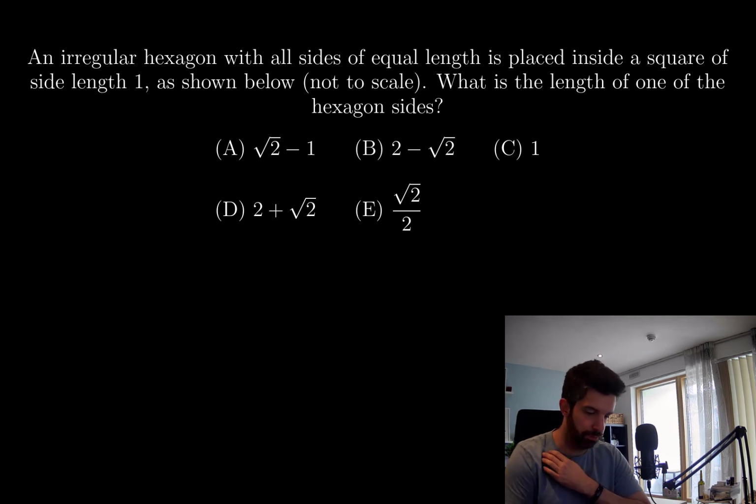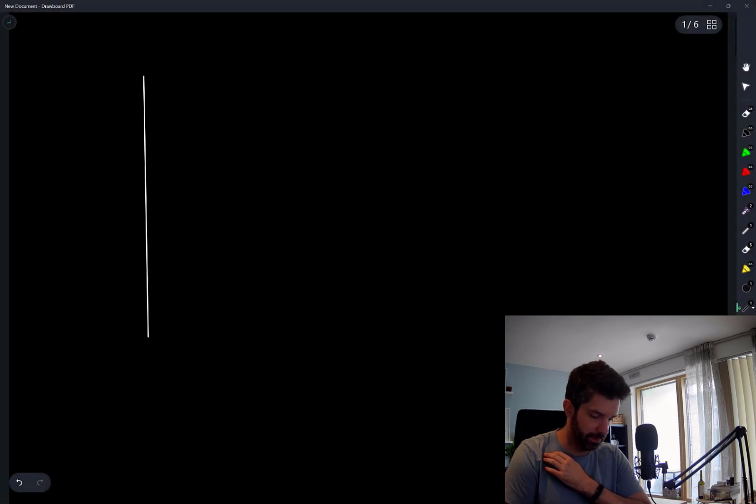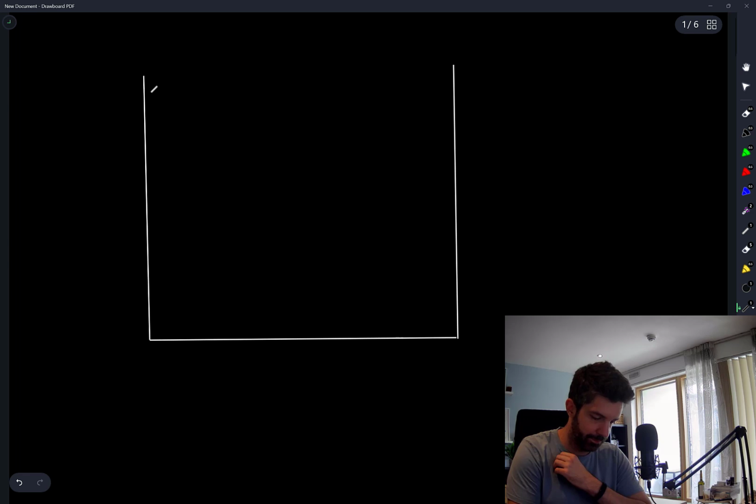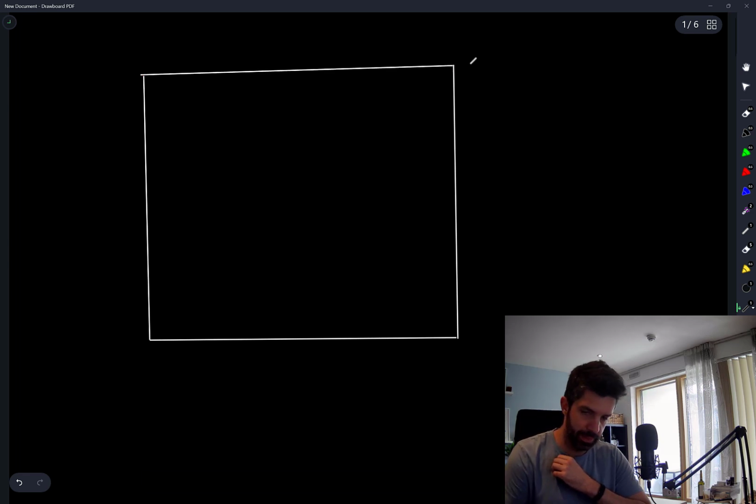Okay, so I will sketch the picture of this hexagon. So we start with a square of side length 1. And then a hexagon is drawn. Let me just draw these two.